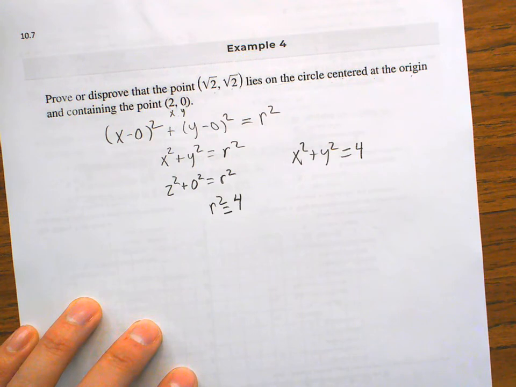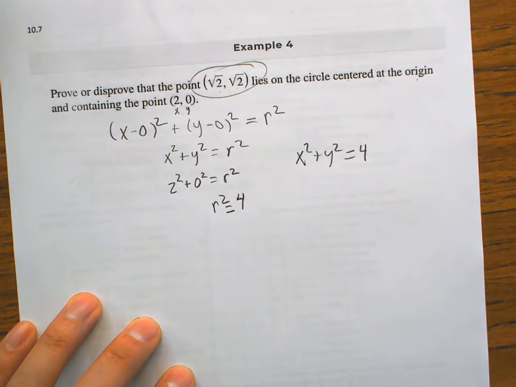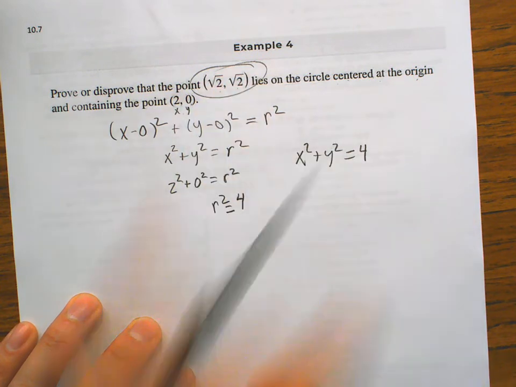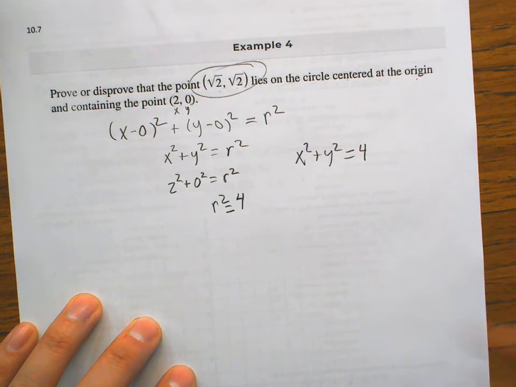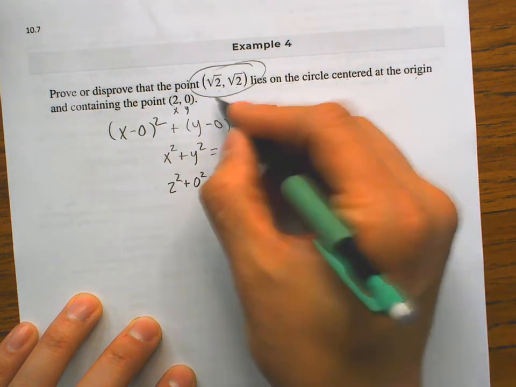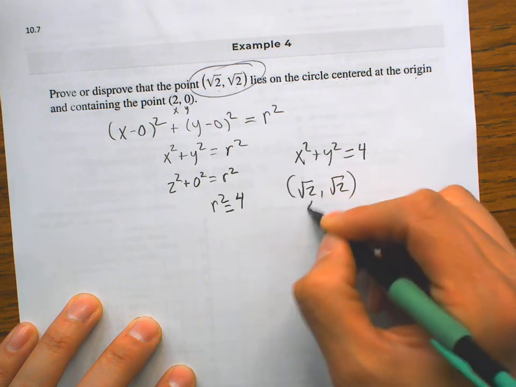So now we can figure out if this point is actually on the circle. How do we know? We plug those numbers into the equation. If it equals 4, it's on the circle. If it doesn't, then it's not. So square root of 2, that's the value of x and y.